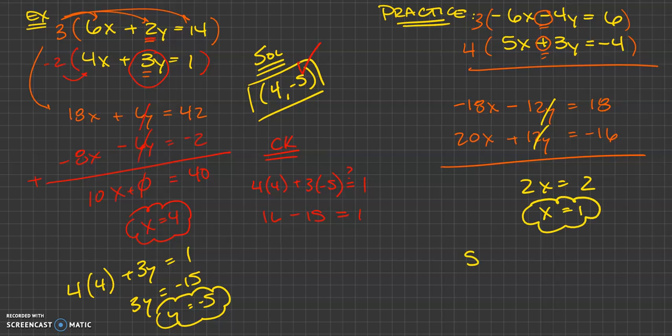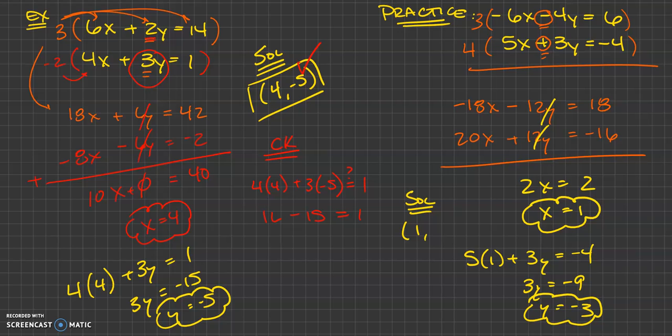Pick one of the equations. I'll do the bottom one. 5 times 1 plus 3y is equal to negative 4. So that's going to be 3y is equal to negative 9 or y is equal to negative 3. So my solution is 1 and negative 3.